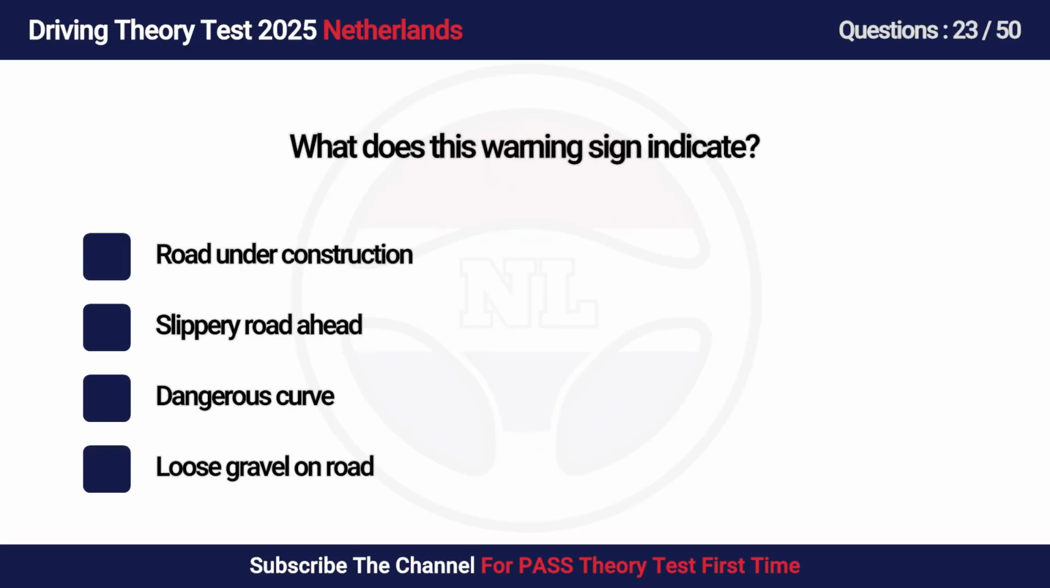A. Road under construction. B. Slippery road ahead. C. Dangerous curve. D. Loose gravel on road.